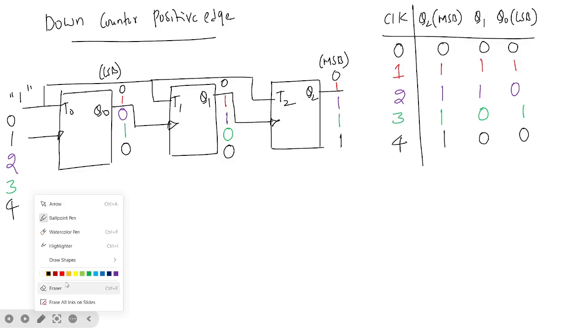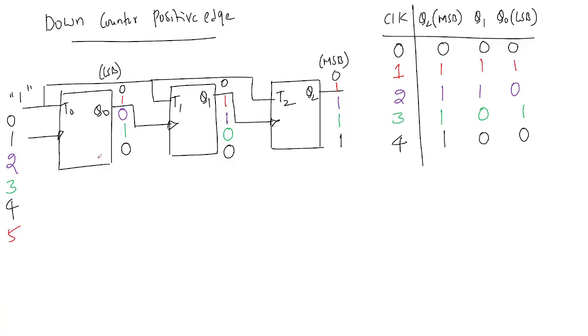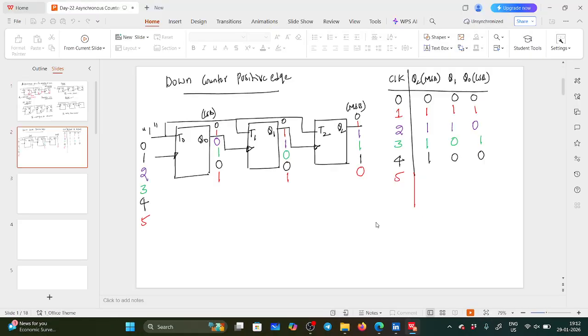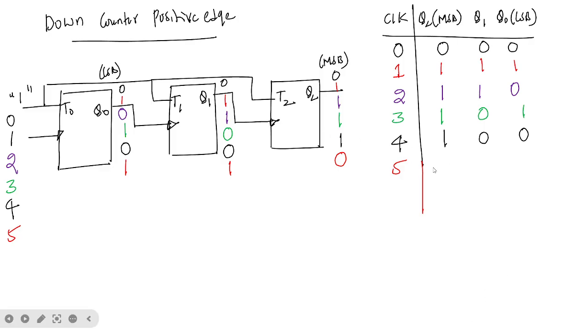At fifth clock pulse, it will transition from 0 to 1. Okay. So 0 to 1 means again it will transition from 0 to 1. Again 0 to 1 means it will transition from 1 to 0. Okay. So at fifth clock pulse what happens? Fifth clock pulse, 0, 1, 1. Okay. 0, 1, 1. Yeah. Fifth clock pulse, it is 0, 1, 1, 1.